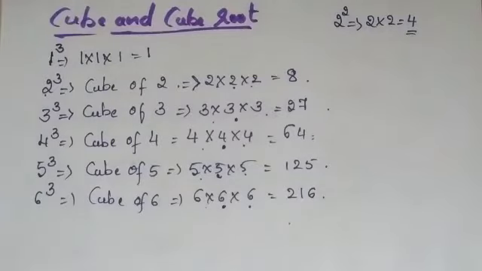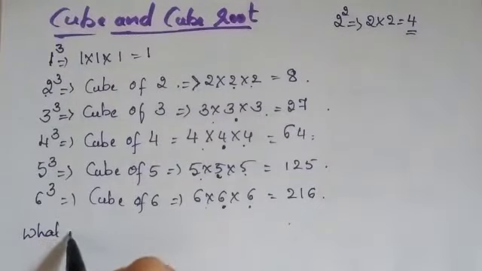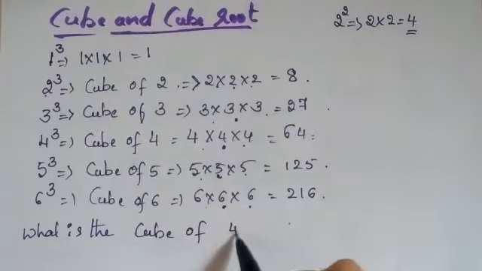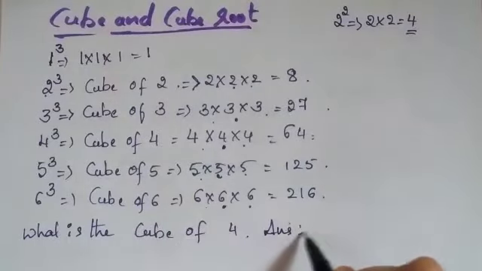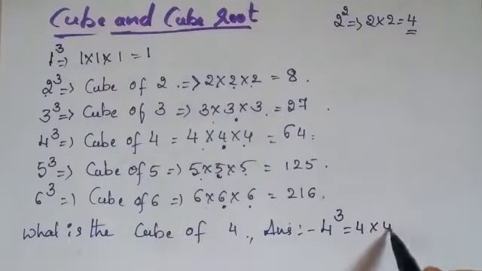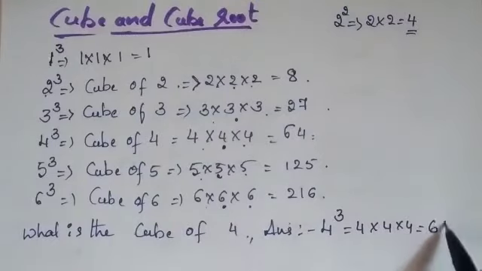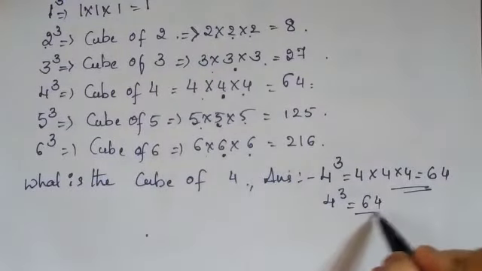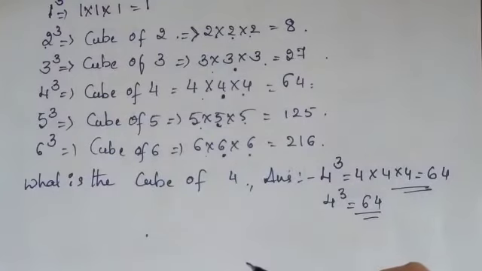For example, if the question is what is the cube of 4, then you should write, so for example, I'll solve that. What is the cube of 4 is given? For that your answer should be: 4 cube is equal to 4 into 4 into 4, that is equal to 64. Or at least you should write 4 cube is equal to 64. Okay, so this is how you are going to know about the cube of a number.